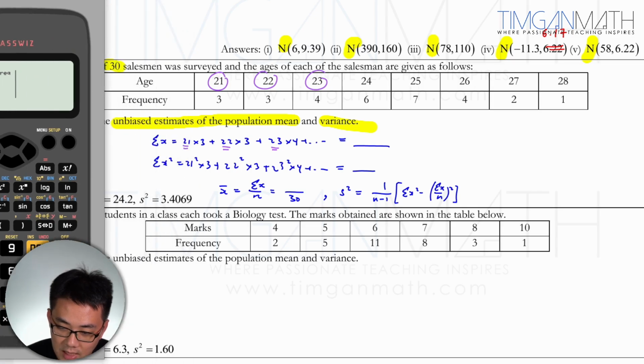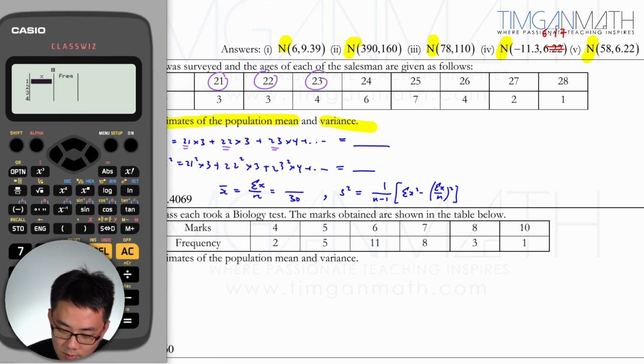Okay, in this case here, this will be 21, 22, 23, 24, 25, 26, 27, 28. Then for the frequency just key 3, 3, 4, 3, 4, 6, 7, 4, 2, and 1. Okay, so this is a Casio.